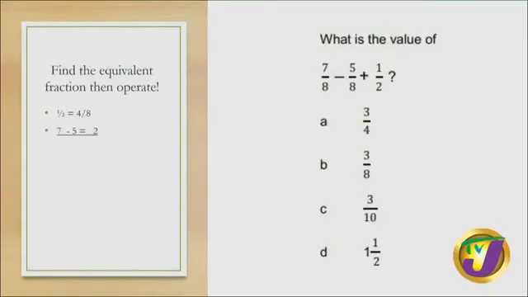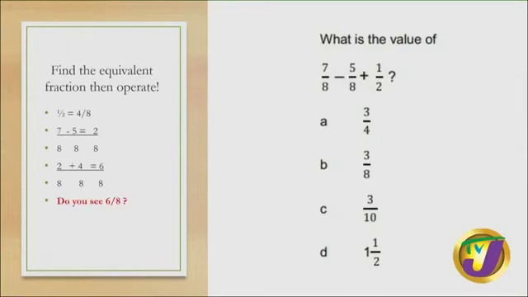So we know that. Now we can operate. So 7/8 subtract 5/8 gives me 2/8. Now I'm going to add my 2/8 to my 4/8, which gives me 6/8. Now, do you see 6/8 in your options? No, I'm not seeing that. What do I need to do?